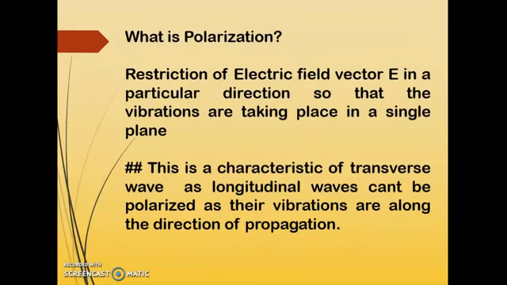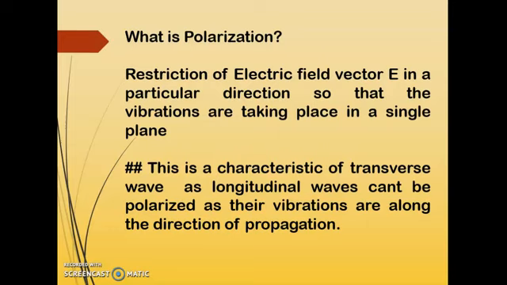Well, polarization is nothing but restriction of electric field vector in a particular direction so that the vibrations are taking place in a single plane. As I have told you just now, the electric field vectors can be vibrating in various orientations. If you consider the entire 3D space, they can be vibrating all over in a 360-degree plane. Can you understand that? Something like, if you put an arrow and move it in a circle, so what happens?